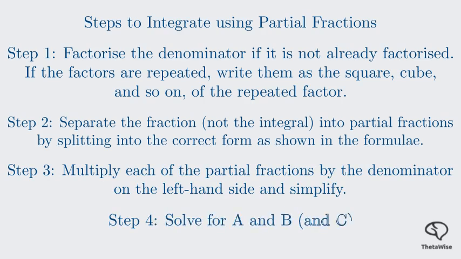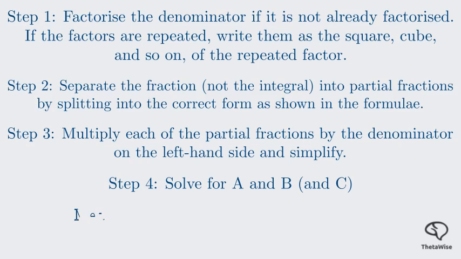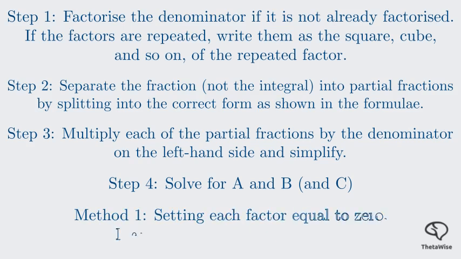You have two main methods for this. Method 1 is substitution. You choose values of x that make the factor 0, which simplifies the equation greatly. Method 2 is equating coefficients. You expand the right side, collect terms by power of x, and compare them to the left side. We'll see both in action.